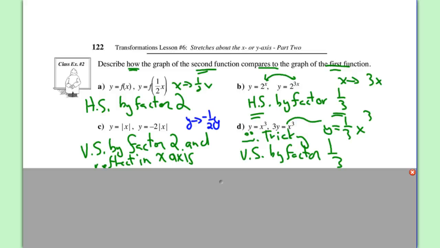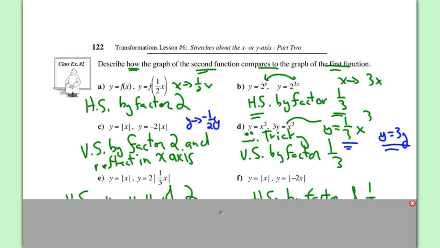Tricky little guys in D. D could be written as y equals 1/3 x squared. You just have to be careful with these notations. So really this is a y being replaced with 3y, and you have to make sure we see that as a vertical stretch of 1/3 instead of thinking that that's a vertical stretch of 3.